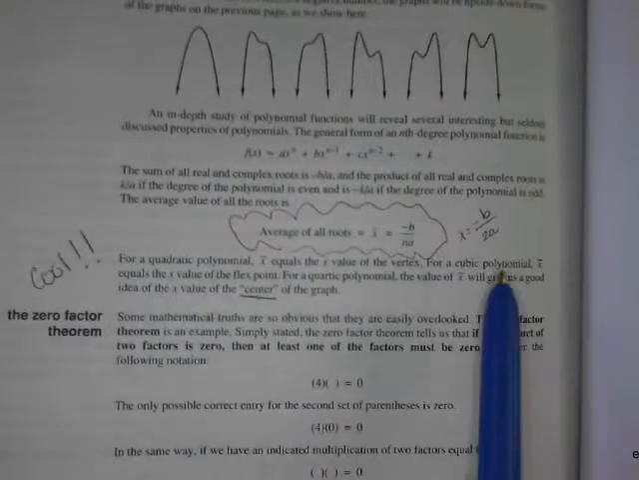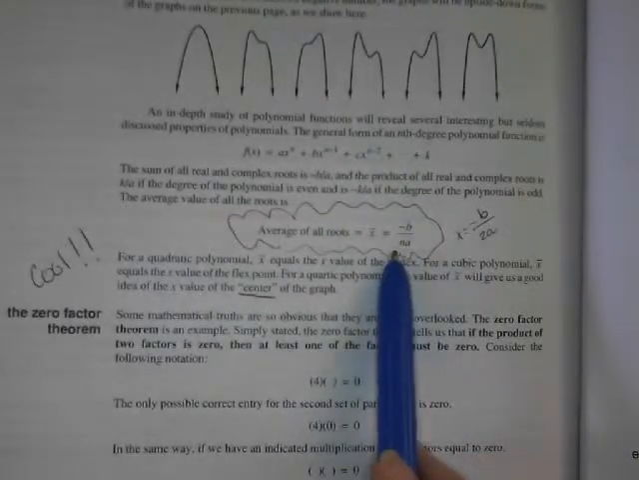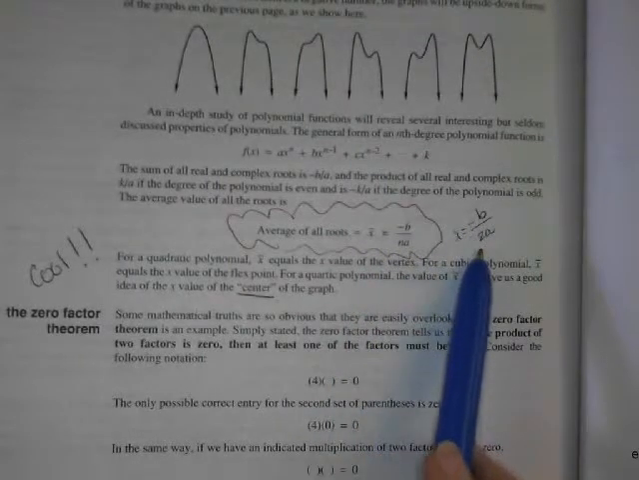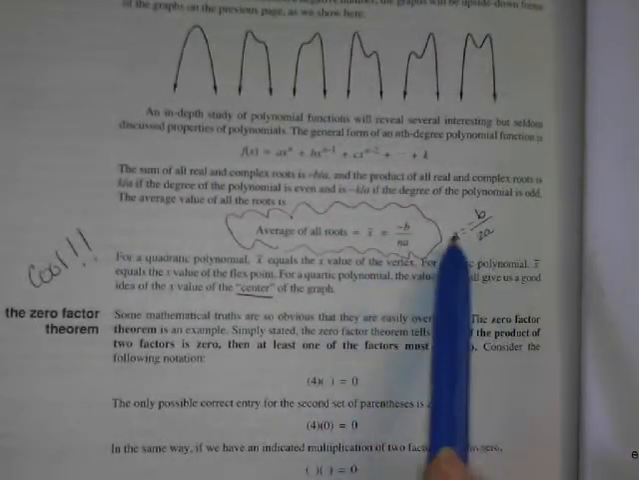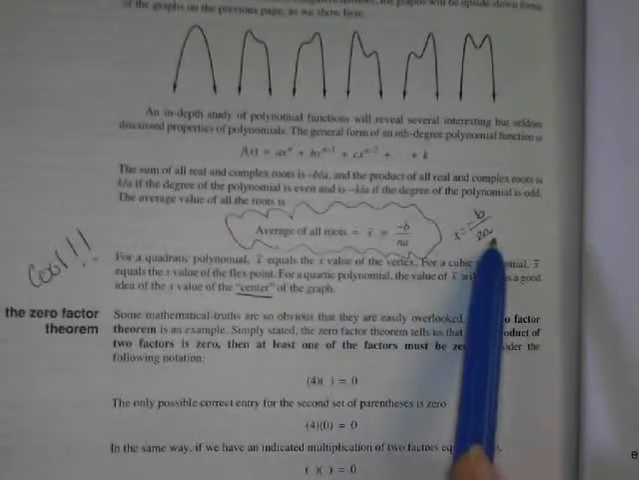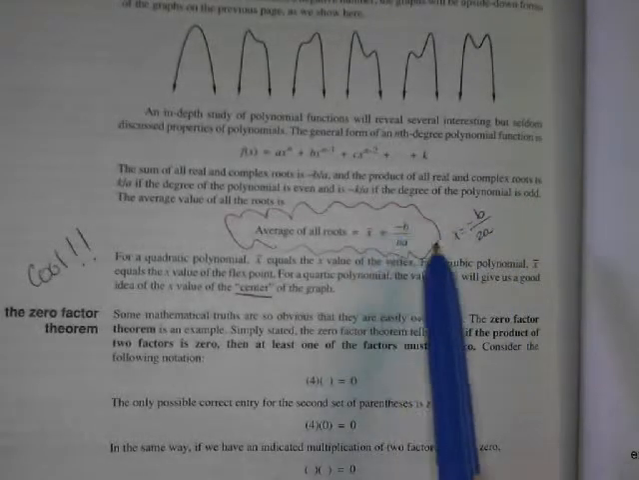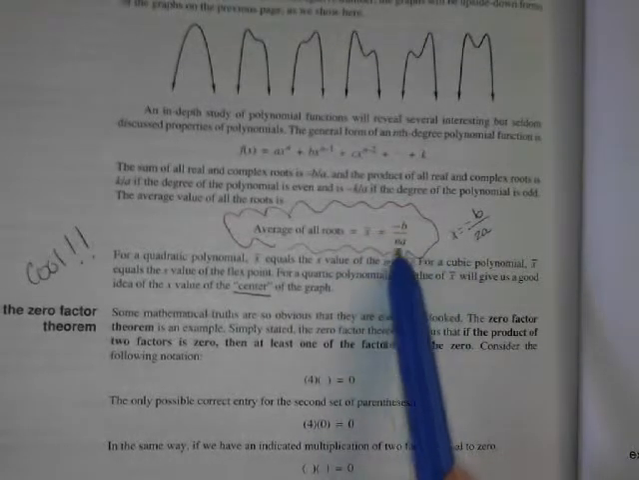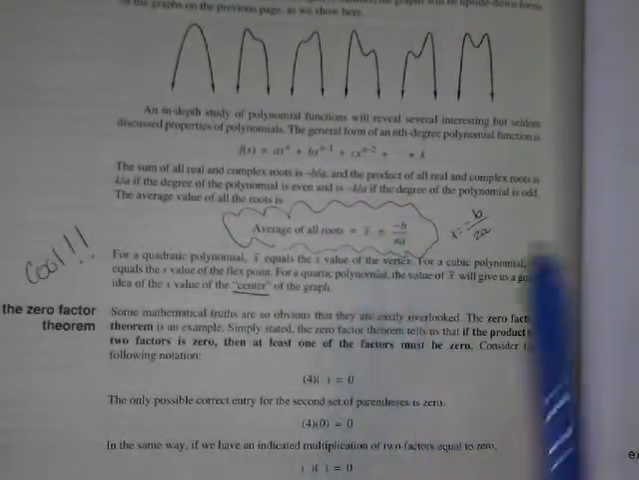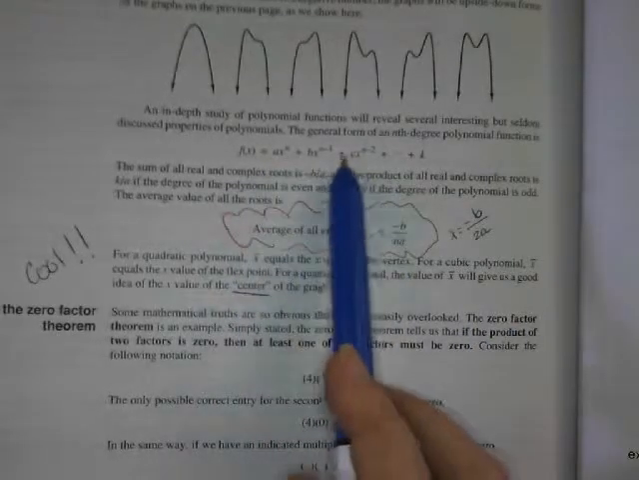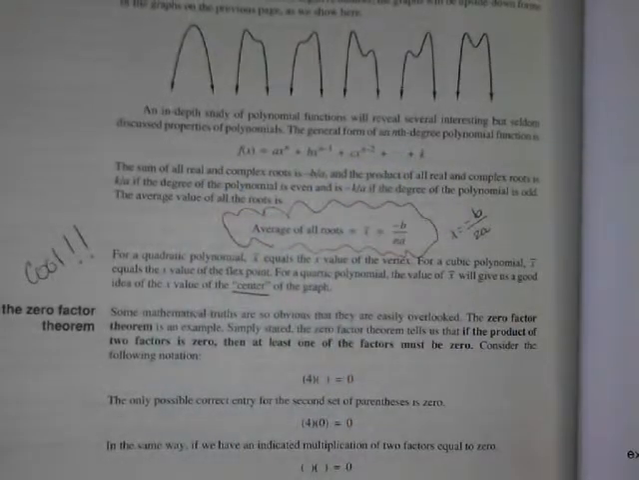So it's negative b over, if it was a cubic, 3a. It's easy to remember if you know negative b over 2a is how you find the vertex of a parabola. If it's a quartic, it would be negative b over 4a. And what are a and b? Those are the coefficients of the terms when they're written in descending order of exponent.